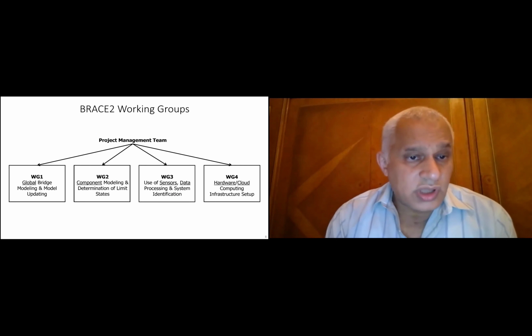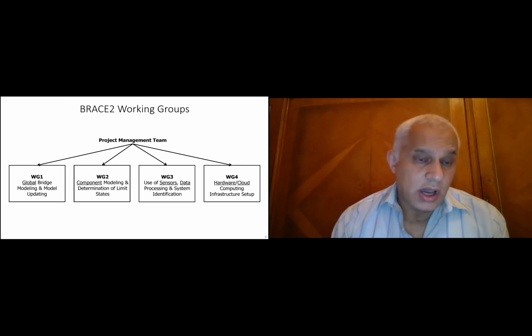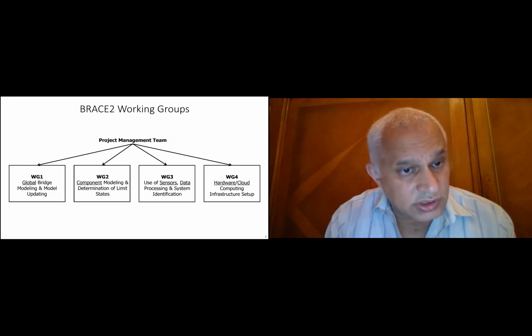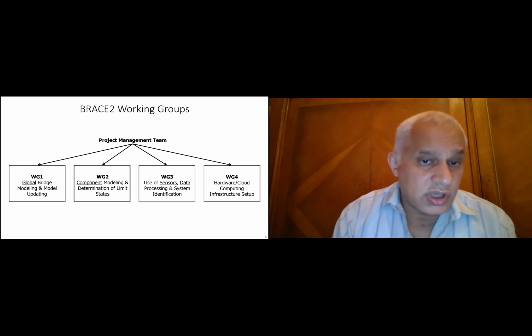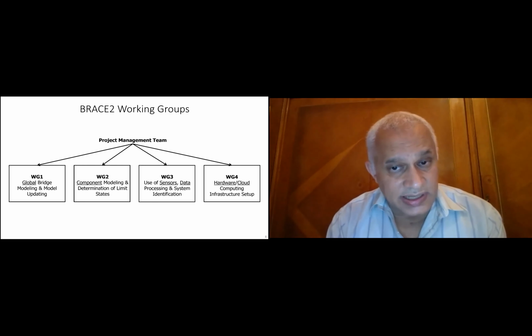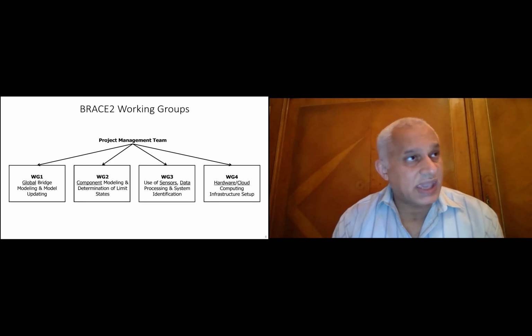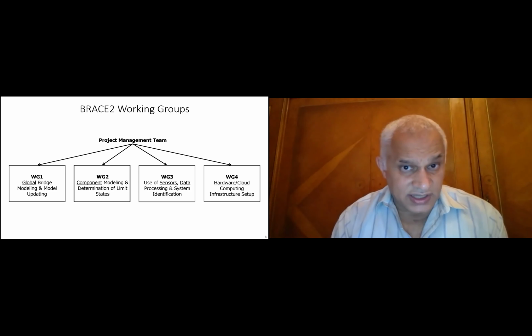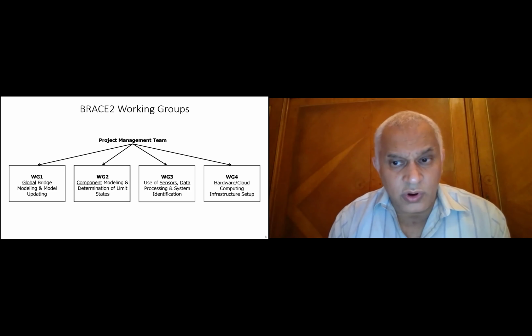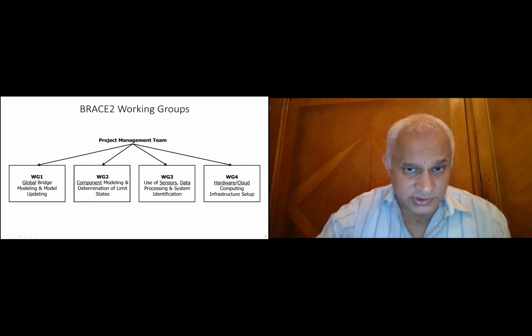The team working on BRACE 2 is divided into 4 working groups. Working group 1 focuses on the global bridge modeling. Working group 2 focuses on the component modeling and determining the limit states of the different bridge components. Working group 3 focuses on sensors and data processing. And finally, working group 4 focuses on hardware and the cloud computing infrastructure.